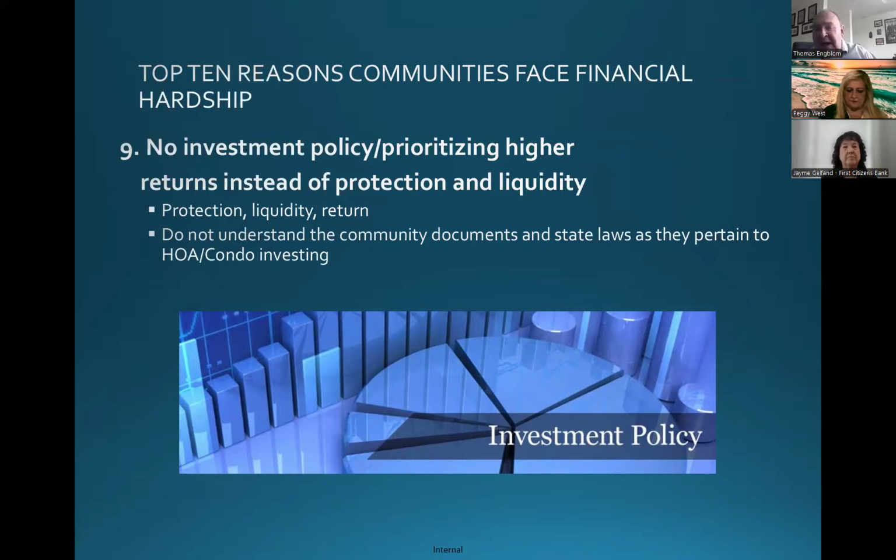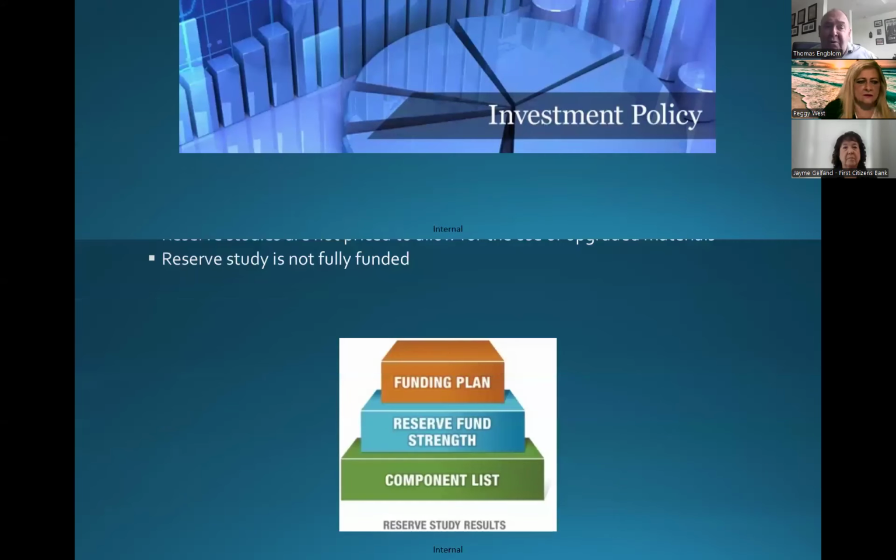Liquidity is just nothing more than you do not want all your funds in CDs because you may need some money in return. Yield is just another name for investment. So this is another reason why they face financial hardships.